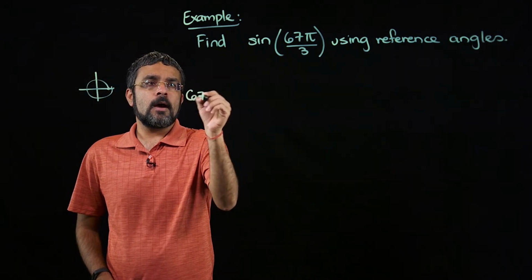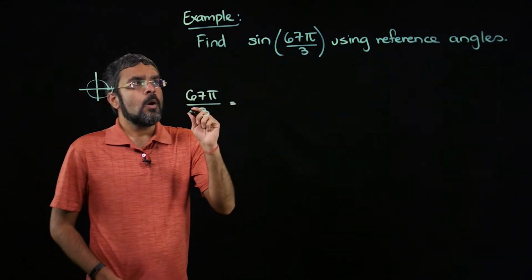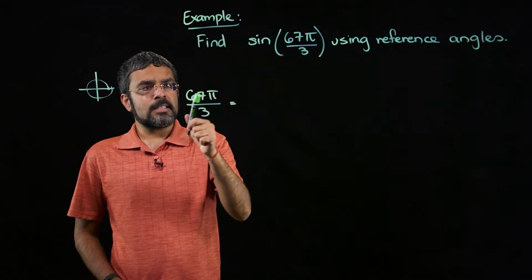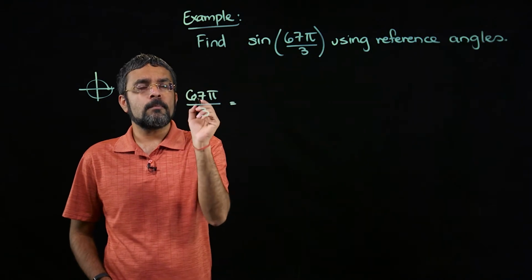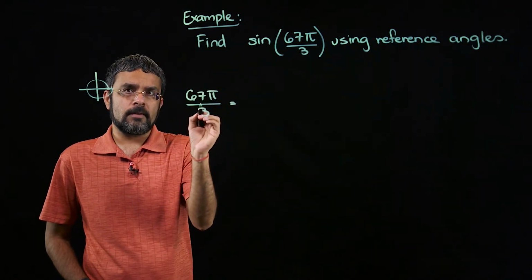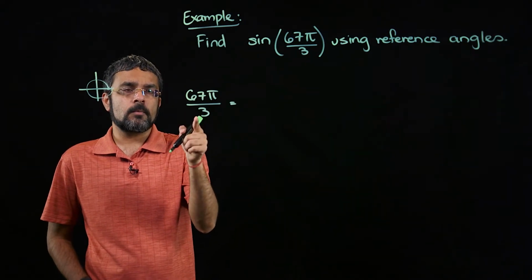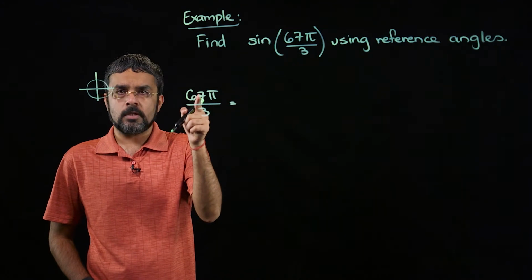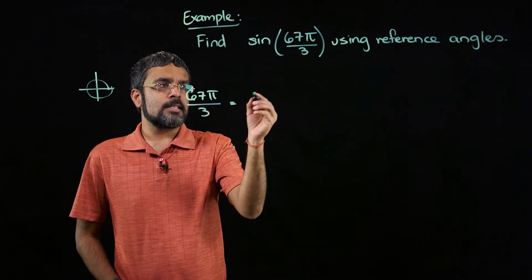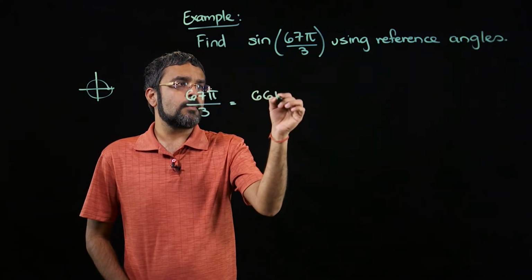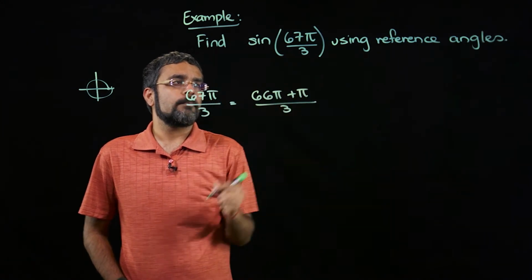So we have 67 pi over 3. Now watch carefully. What I do here is split up the 67 in such a way that one of the numbers is a multiple of 3. So what is a number that is closest to 67 and is a multiple of 3? That's going to be 66. 69 is also a multiple of 3, but 66 is closer to 67 than 69. So I'm going to write 67 pi as 66 pi plus pi, all of this divided by 3.